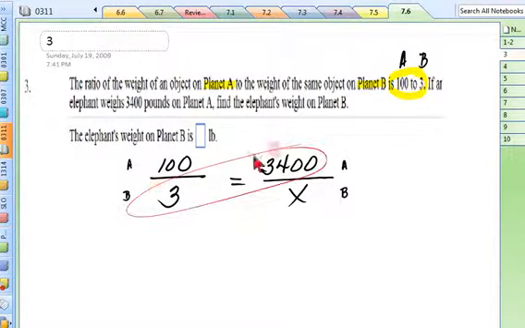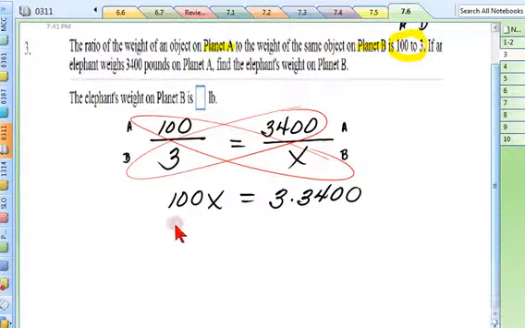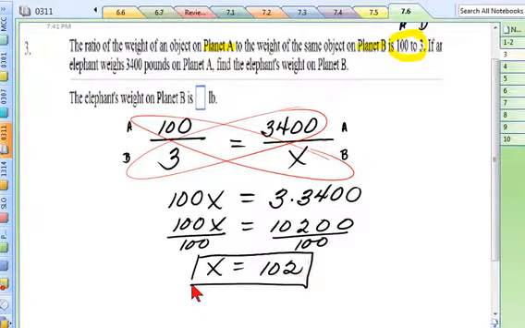All right, so I need to look at my cross products. One of the cross products is 100x. The other cross product is whatever 3 times 3,400 is. So I have 100x is 10,200. Divide by 100. X is equal to 102. So on planet B, the elephant steps on the scales and only weighs 102 pounds.